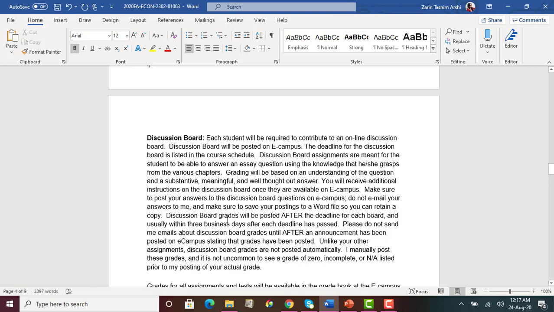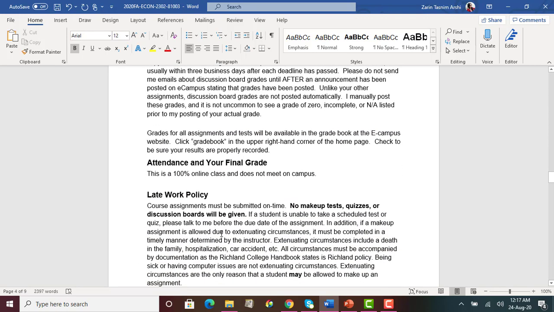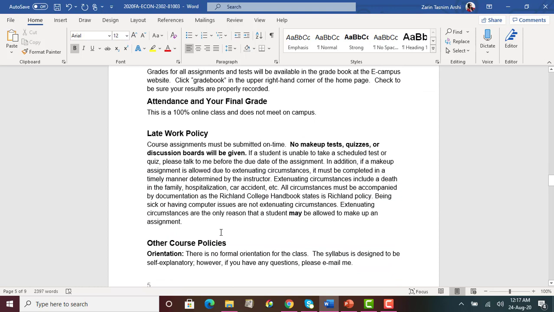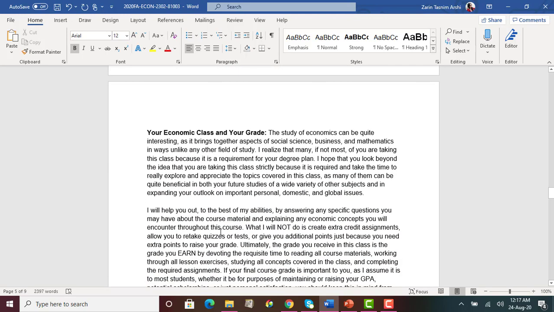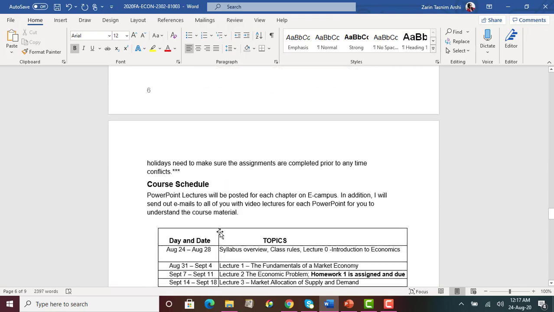And then here we have a lot of information about the discussion board. Basically whatever I just said, but you can read it here. Again, when you go and post on the discussion board, you will see the same things there. So make sure you read these things. Okay, late work, I will not take any makeup test, no makeup homeworks. You have to let me know in advance if there is any issue, and then I can make an exception, but on the day or after I will not.